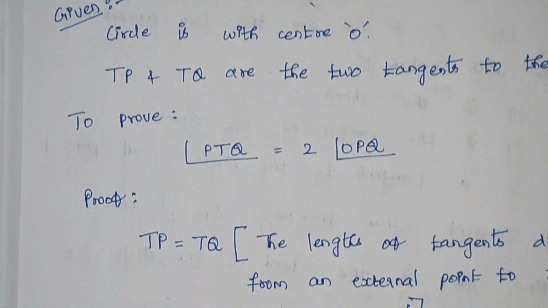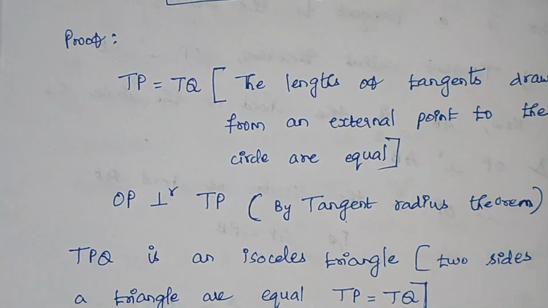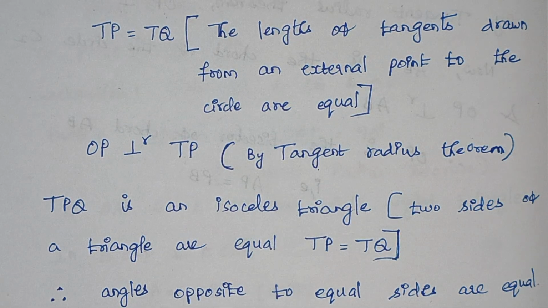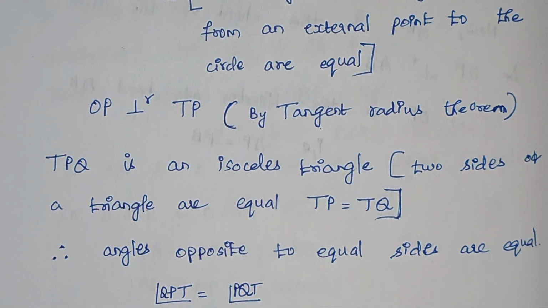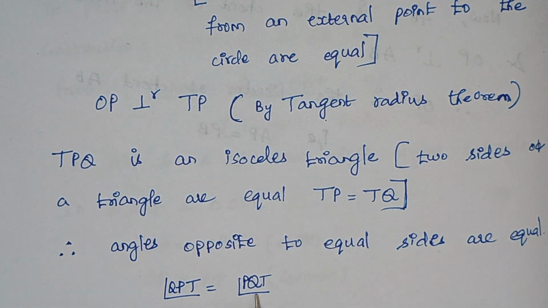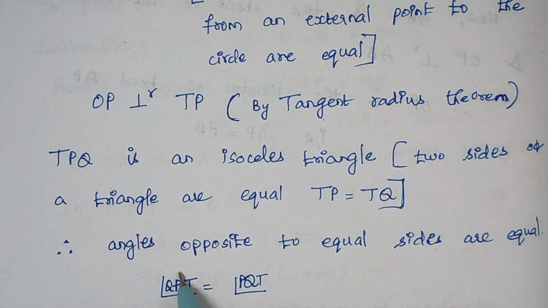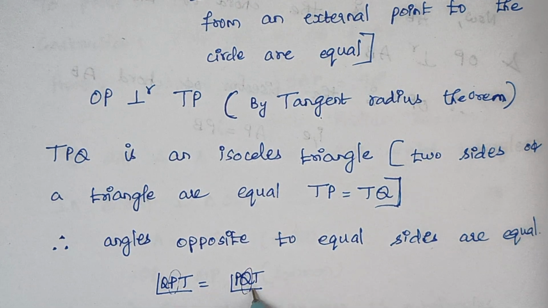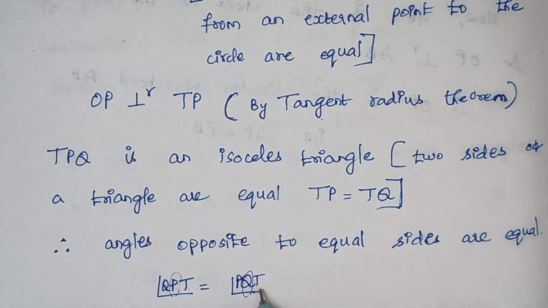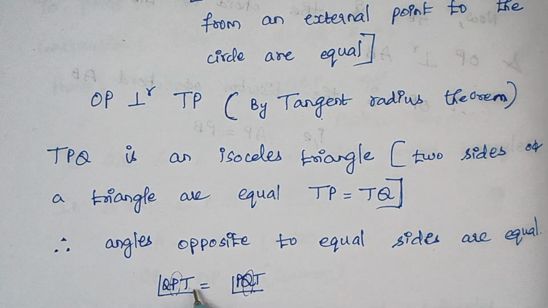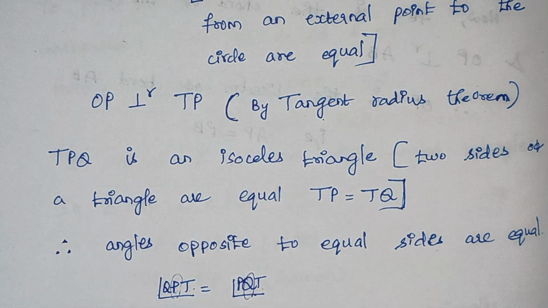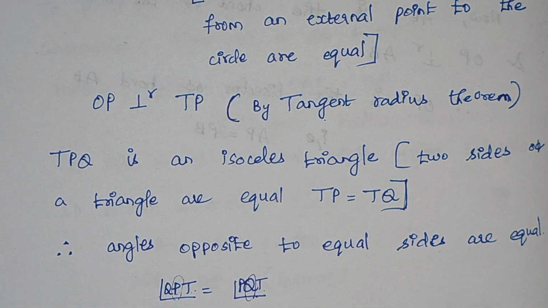So first let's frame these two things. TPQ is an isosceles triangle because two sides are equal and angles opposite to the equal sides are equal. Here the angles are P and Q, so the angle should occupy the center part. I hope you people know this concept. You can write TPQ, and you can also write it in reverse, TQP. It holds the same meaning.